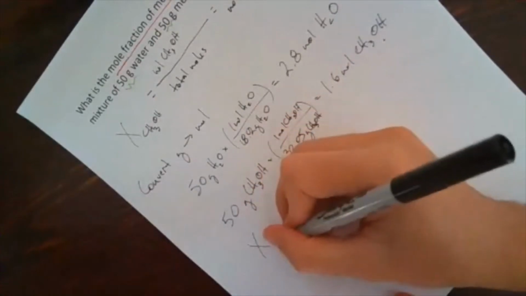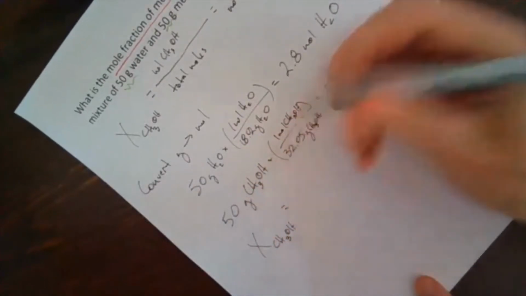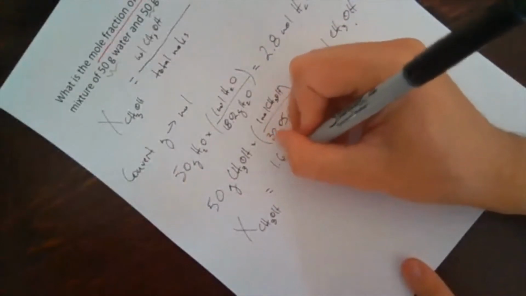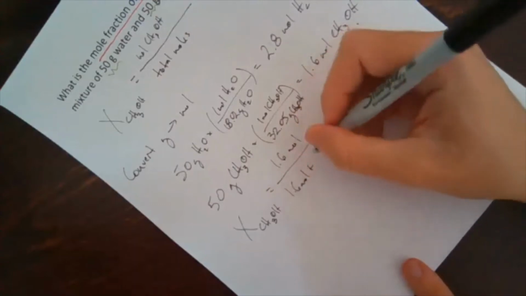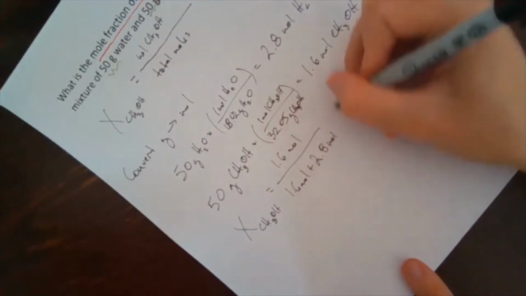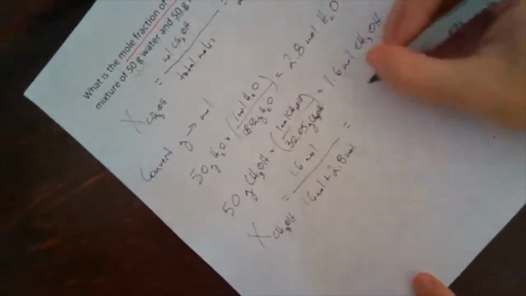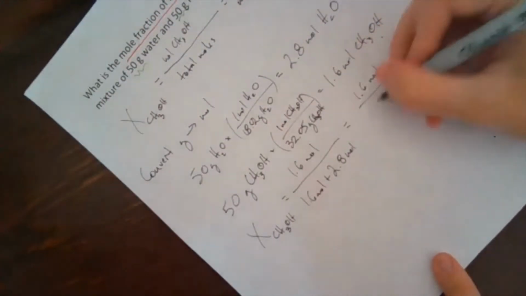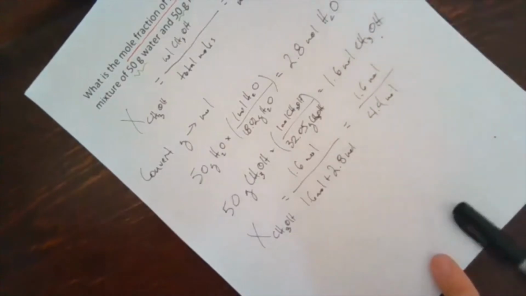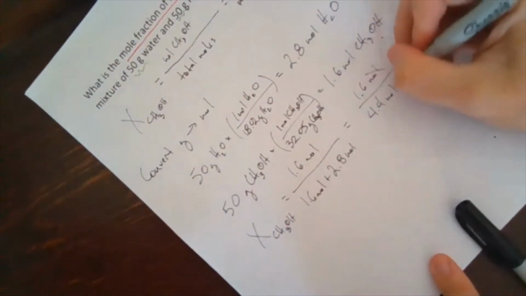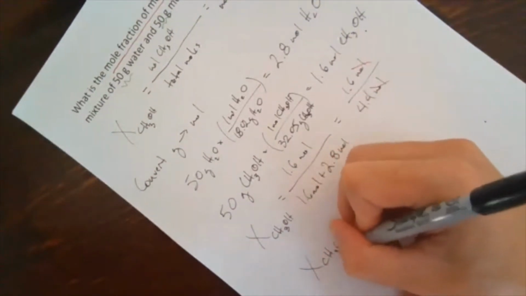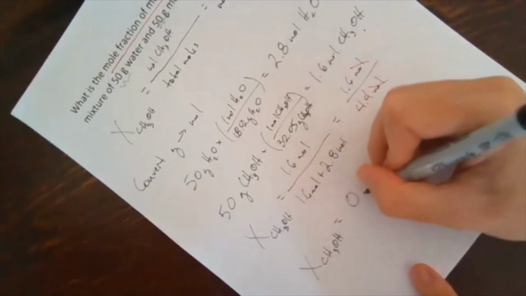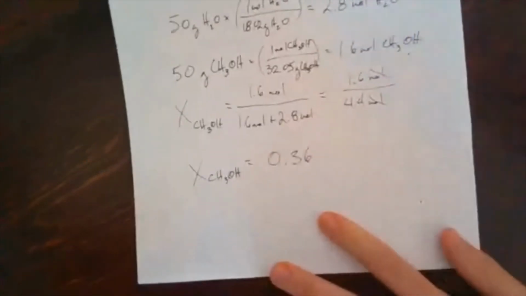We can plug that stuff in now. We can get that the mole fraction of methanol is going to be equal to 1.6 moles divided by 1.6 moles plus 2.8 moles, which is equal to 1.6 moles divided by 4.4 moles. Those moles are going to cancel out. And I get the mole fraction of CH3OH is equal to 0.36.